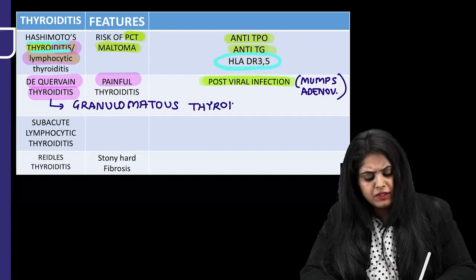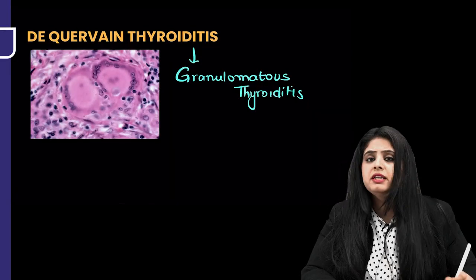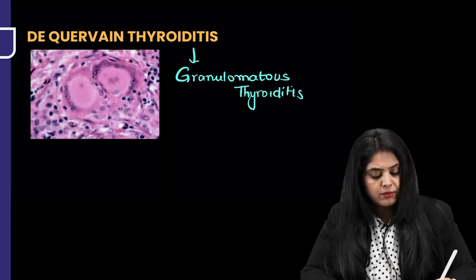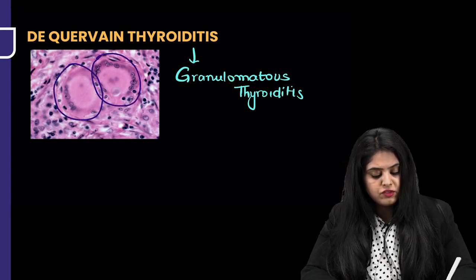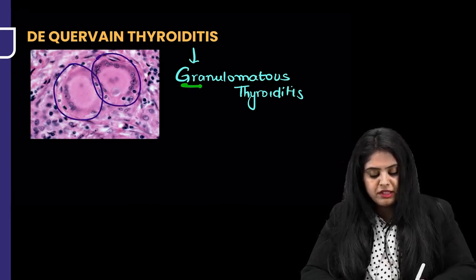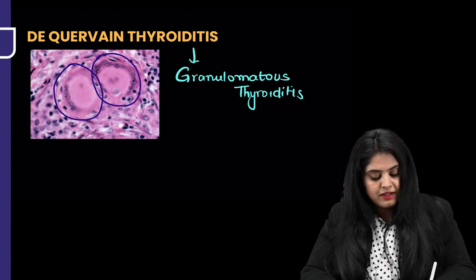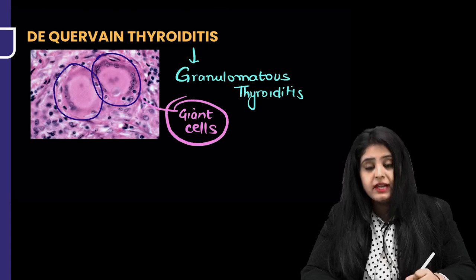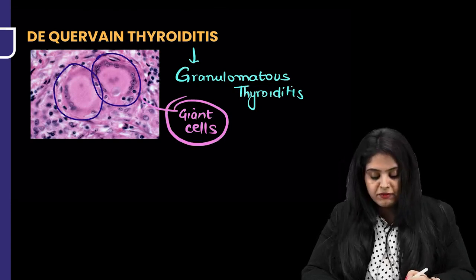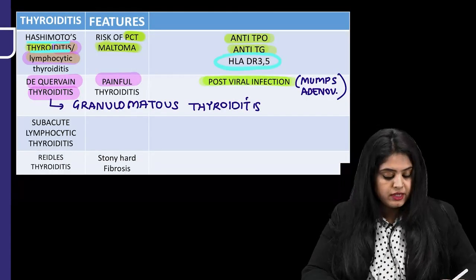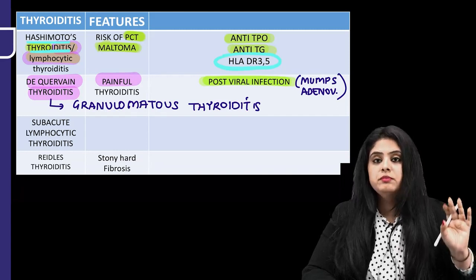What is your concept of a granuloma? Granuloma means we will find giant cells. So exactly what I'm going to see over here is lots and lots of these giant cells. If I start seeing giant cells, means I'm talking about a granuloma. And if I'm talking about a granuloma, we are talking about de Quervain thyroiditis. Again telling you, it's a pain. It's a painful thyroid.